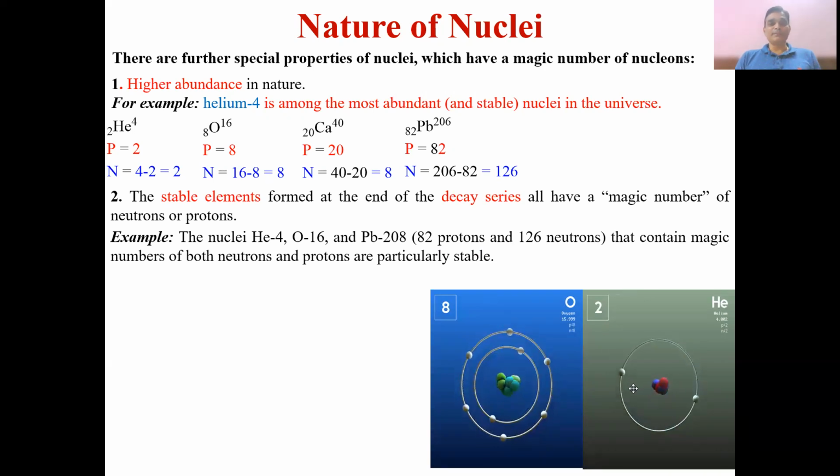For example, helium, oxygen, or lead contain the magic number of both protons and neutrons, and they are particularly stable, as we already discussed. Now we will discuss the subatomic particles which are emitted from an unstable atom.